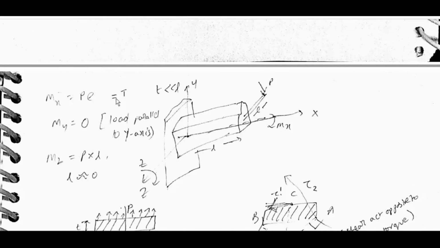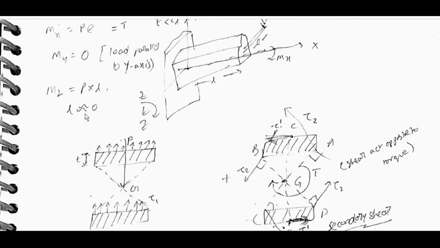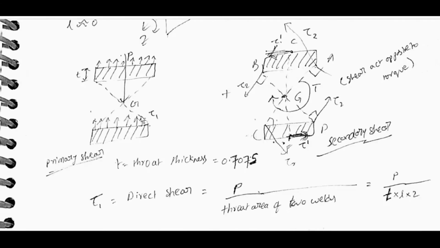Mx is equal to P into e, which is equal to T. My is equal to 0. The load is parallel to the y axis. Mz is equal to P into L, where L is equal to 0.